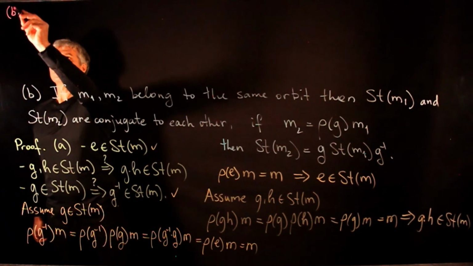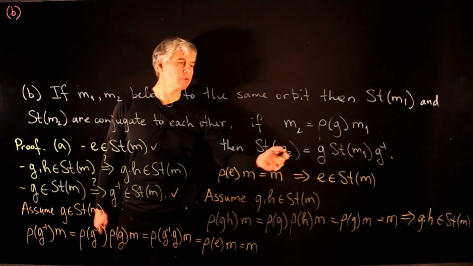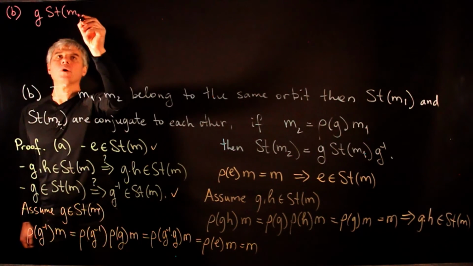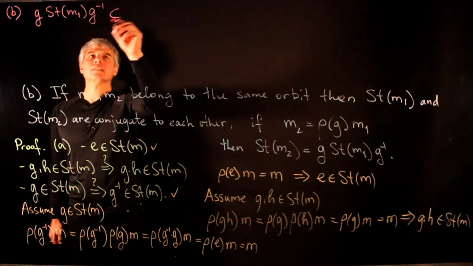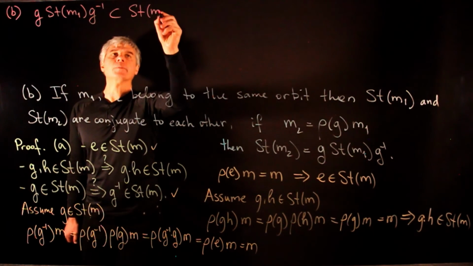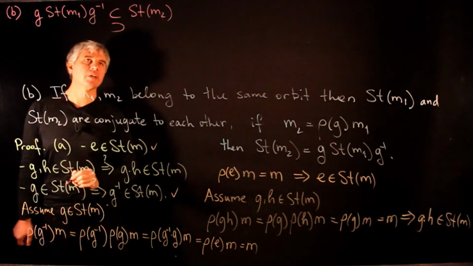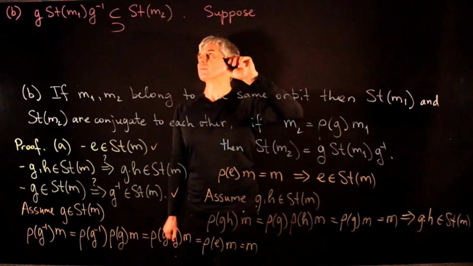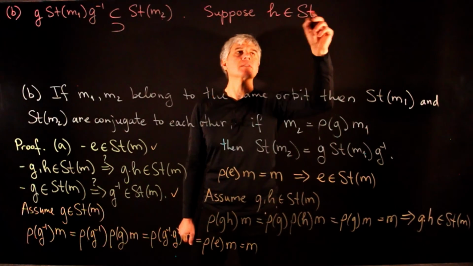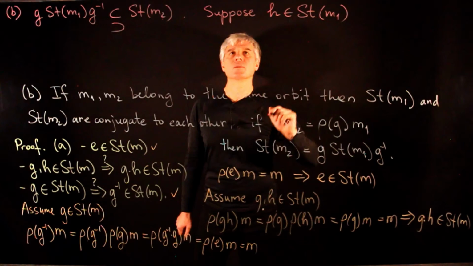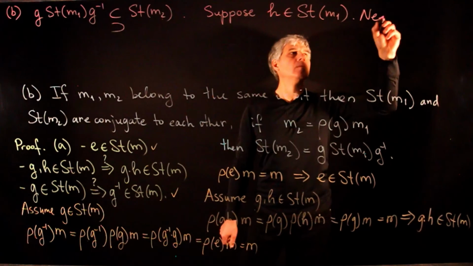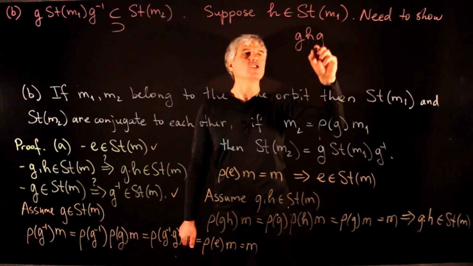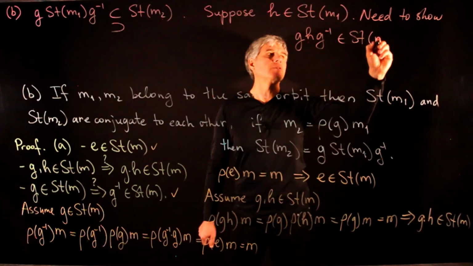To prove part B, we need to show equality of these two sets. So we need to show that g times stabilizer of M1 times g inverse sits inside stabilizer of M2, and that we also have the opposite inclusion. Suppose h belongs to the stabilizer of M1. So we need to show that g times h times g inverse belongs to the stabilizer of M2.